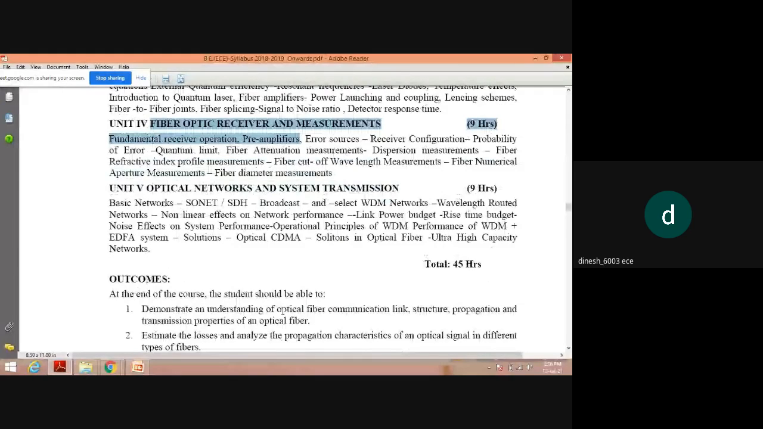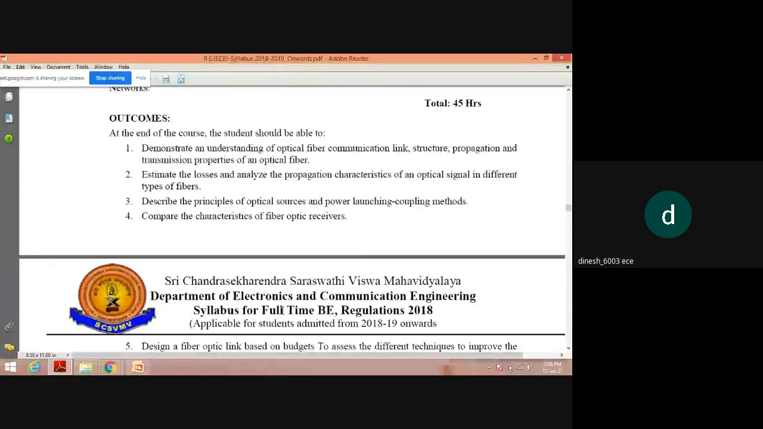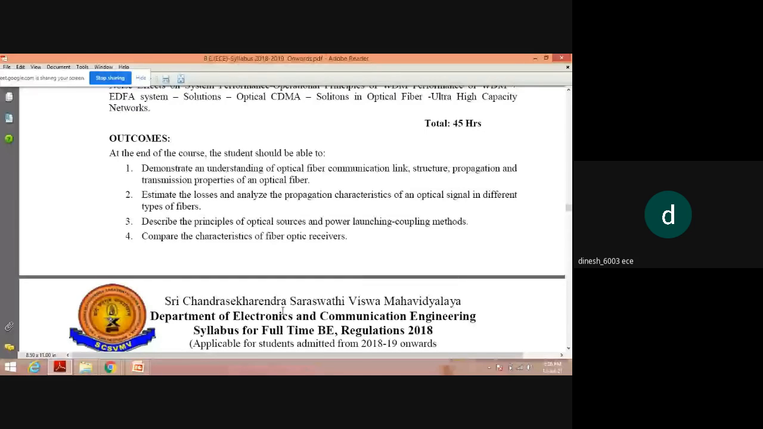So at the end of the course, you'll be able to understand the optical fiber communication link. We'll be able to demonstrate how to do that. We'll be able to determine the structure, the propagation, and transmission properties of an optical fiber. You can easily understand how to find it. You can easily estimate the losses and analyze the propagation characteristics of an optical signal.